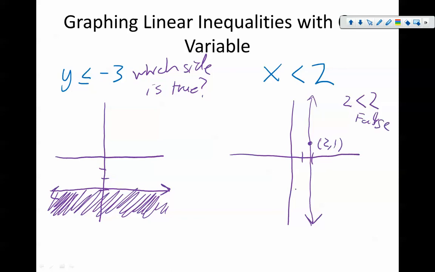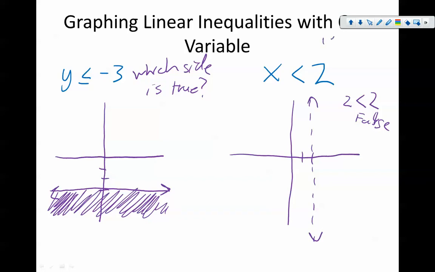The points on the line, because this is not equal to, like this one was equal to, so everything down here on this line works. This one is not equal to, which means things that are on 2 don't work. We have a special way of notating that. The line is not going to be a solid line. When we have a false statement on the line like that, we notate that with a dotted line or a dashed line, because 2 is not a true statement. It is false.